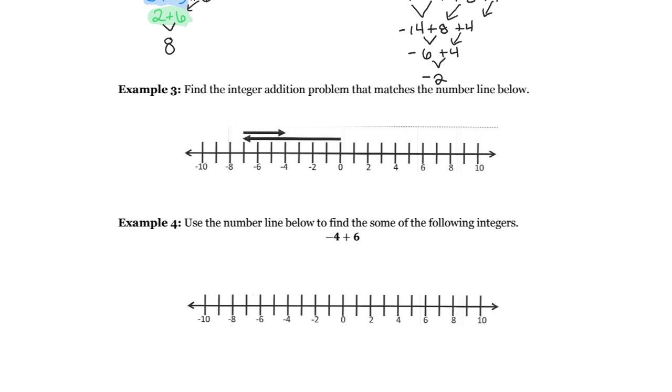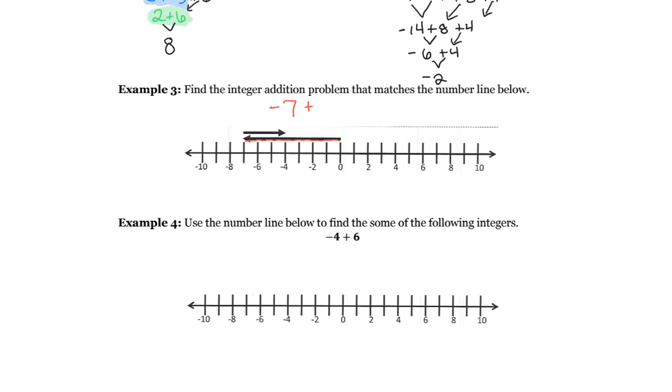All right, so I see a number line. And let's look at this bottom arrow first. What is this bottom arrow showing us? It's going to where on the number line? It's going to -7. Okay, and it tells us it's an addition problem. So that means we're adding here.